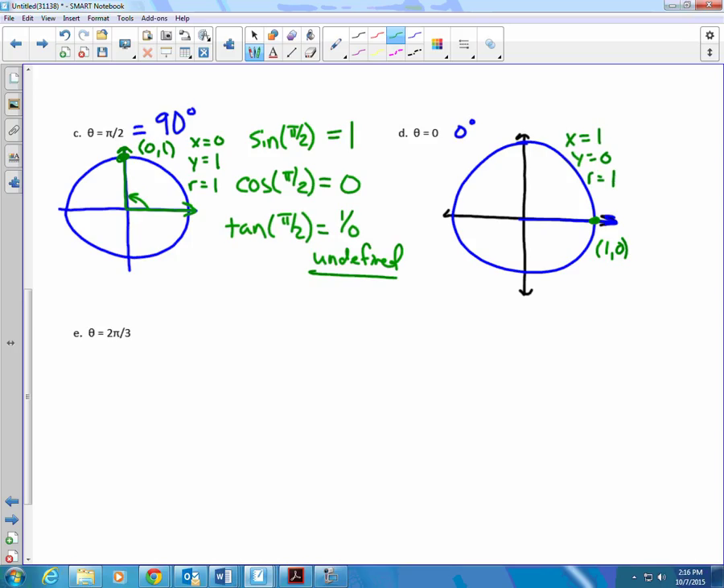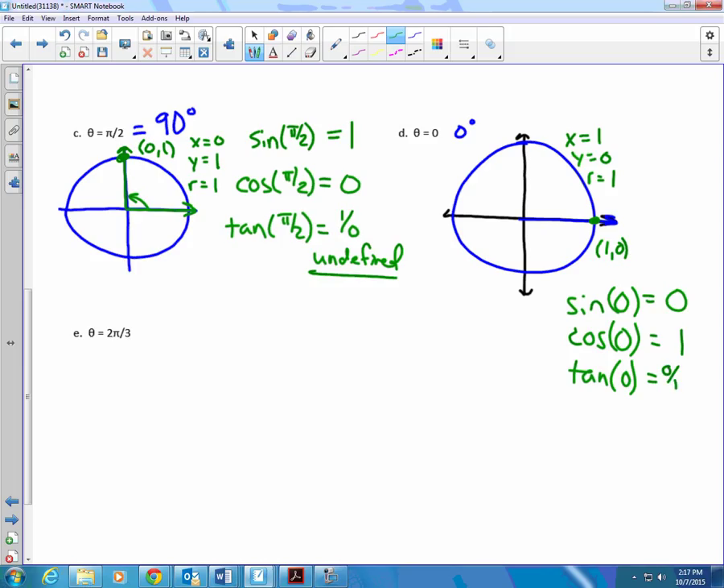So we have the sine of 0, cosine of 0, and tangent of 0. Sine is what as a ratio? What's 0 over 1? Cosine is what as a ratio? X over r. 1 over 1 is? And tangent is what as a ratio? Y over x. 0 over 1.